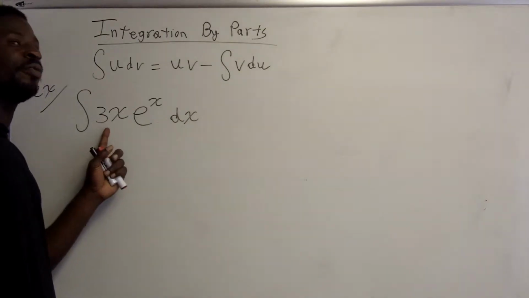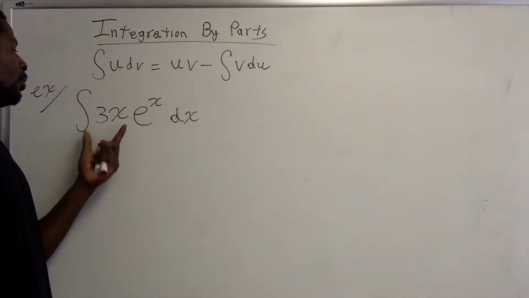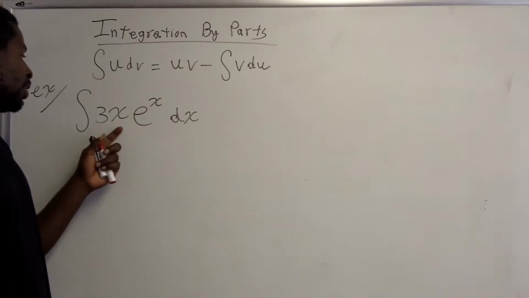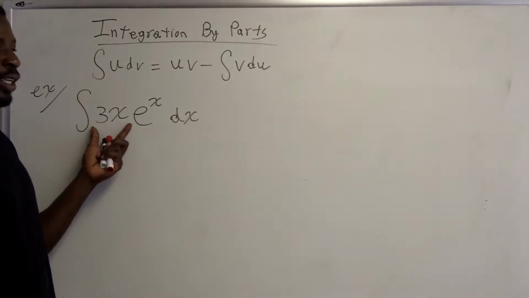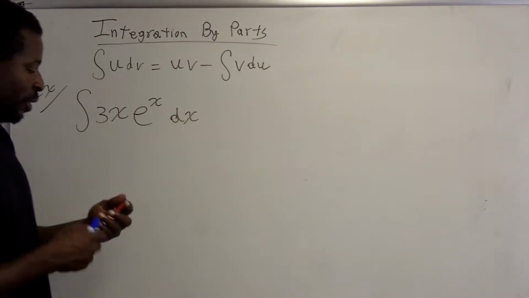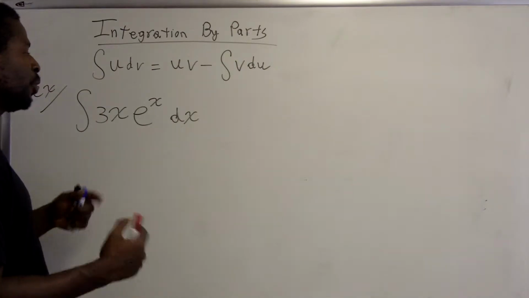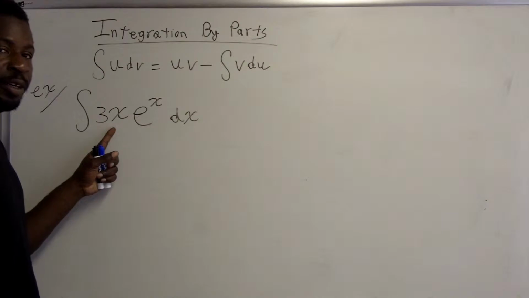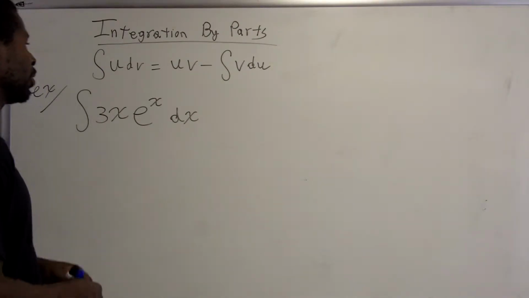If I take the derivative of this function, 3x, I will end up with a much simpler function, a constant function. This is a linear function, 3x. If I take its derivative, I get a constant function. So that is actually what I'm going to make my choice of u and v from. The fact that this is easy to integrate, and when I take the derivative here, it becomes simpler.